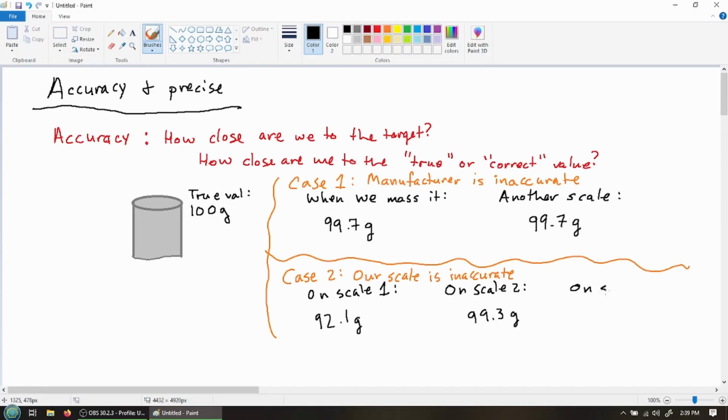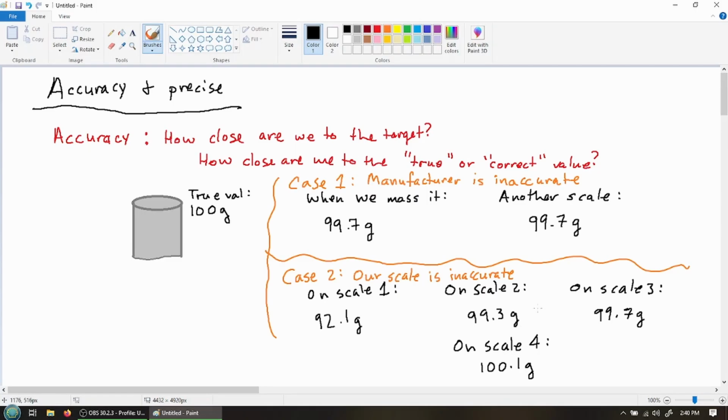On scale 3, we measure this, and we get 99.7. And then just for fun, we measure it on one more, right? So on scale 4, we measure it, and we get 100.1 grams. Well, let's look at these measurements. 3 of these are pretty darn close to 100, right?